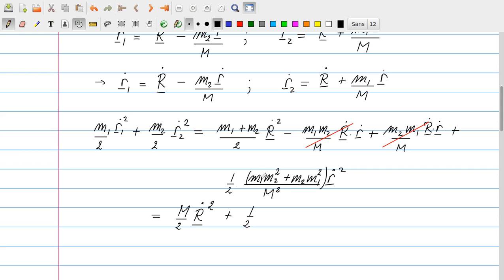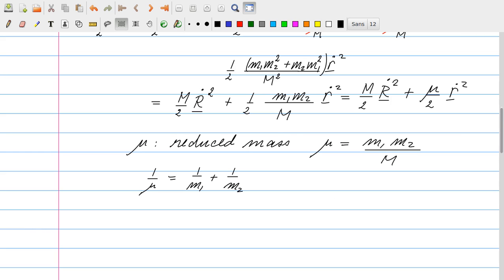So if I extract a factor of m1 plus m2, that cancels against one of the m's in the denominator, and so what I'm left with is m1 m2 r dot squared, and I'm going to write this as follows. The first term is simply copied, and the second term is written in the form mu over 2 r dot squared. Mu is known as reduced mass, so it's defined as this m1 m2 over M, capital M, and you can easily recall what it is by remembering 1 over mu is 1 over the little m1 plus 1 over the little m2.